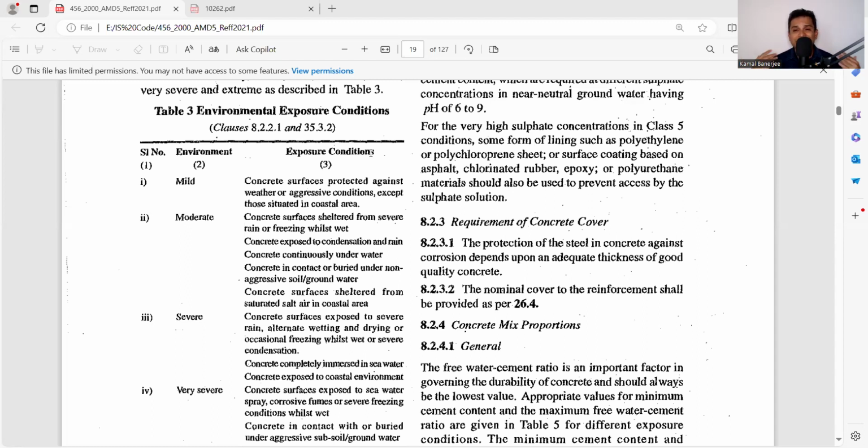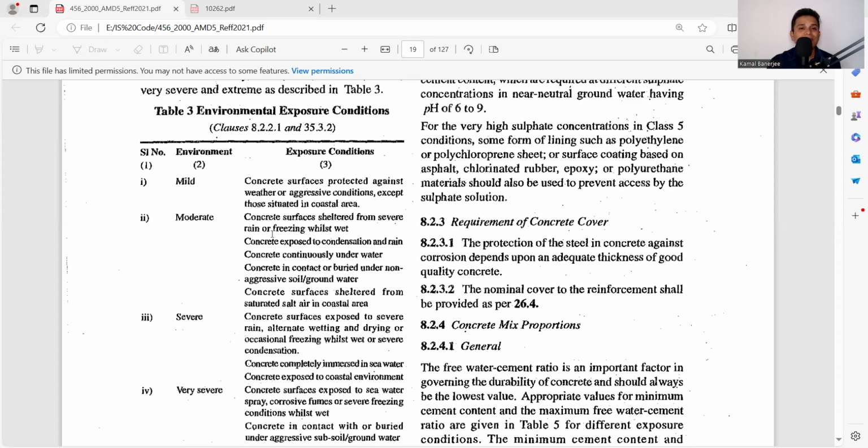Is it a rainy area, a hot area, a cold area, a coastal area, or whatever other area we need to finalize? मतलब कौन सा जगह पे हम कर रहे हैं और उसका इन्वायरमेंटल इफेक्ट क्या है, ये जानना बहुत जरूरी है. Why? If we don't know the exposure condition, we cannot select the right kind of concrete for our projects.